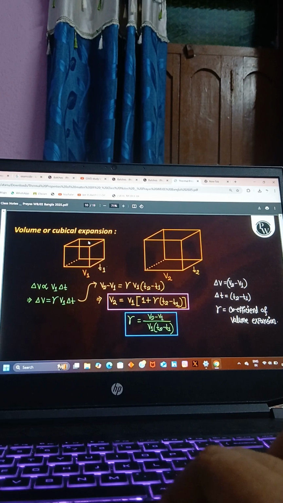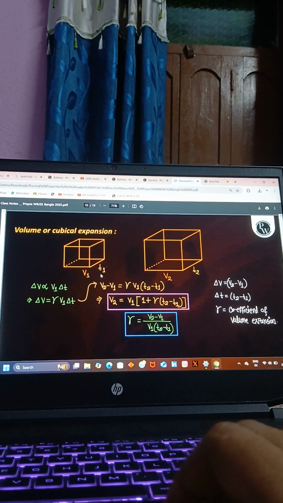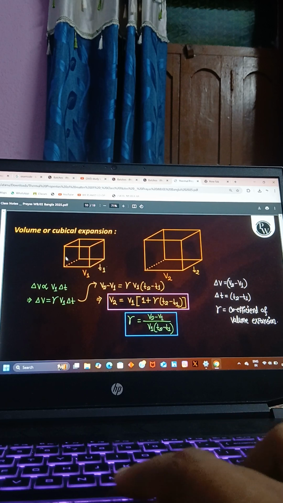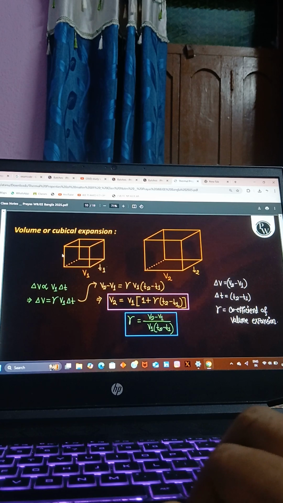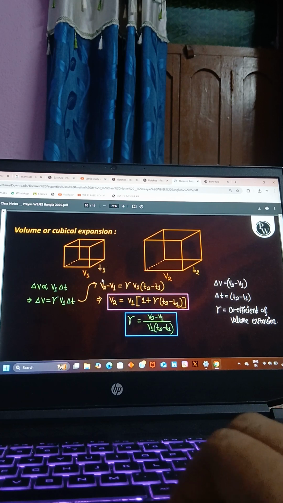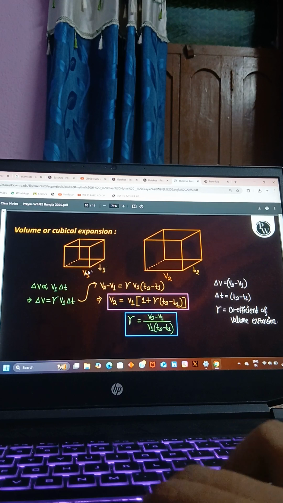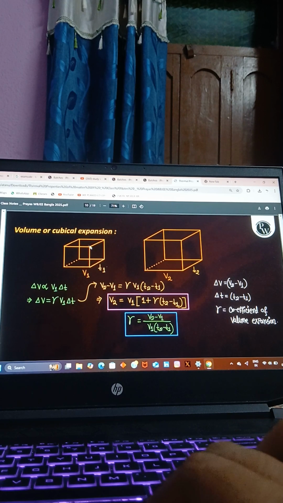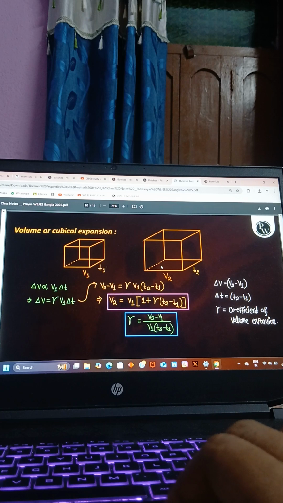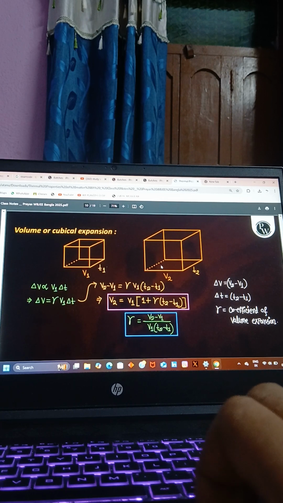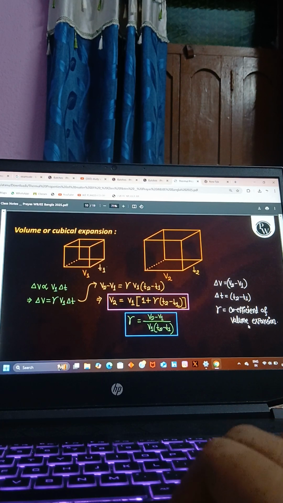If we assume a cube whose lengths are the same in every direction, and its volume is V1 in the first case, and temperature is T1 in the first case, it is heated continuously everywhere with the same amount of heat, then it changes its volume to V2, and the final temperature of the object is T2. Gamma is the coefficient of volume expansion.